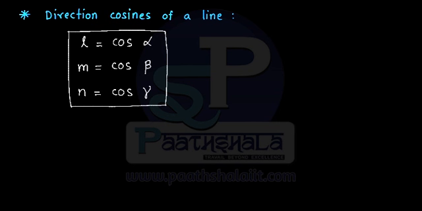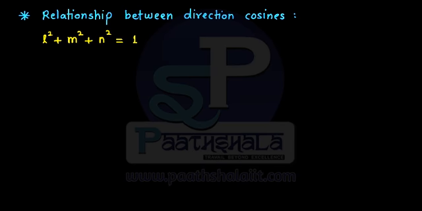Now we will derive one very important relationship between L, M and N, that is the direction cosines of any line. That relationship is given by L square plus M square plus N square is equal to 1. So for any line, the sum of squares of its direction cosines is always equal to 1. So now let's prove this.